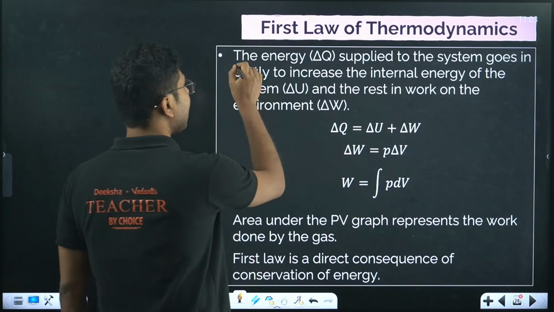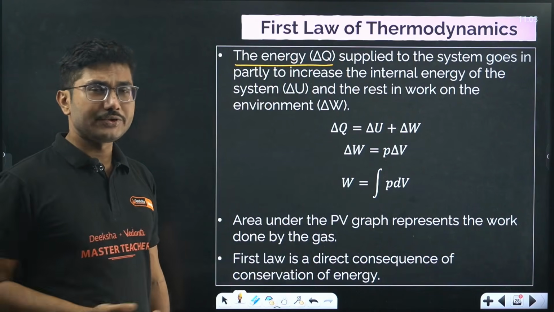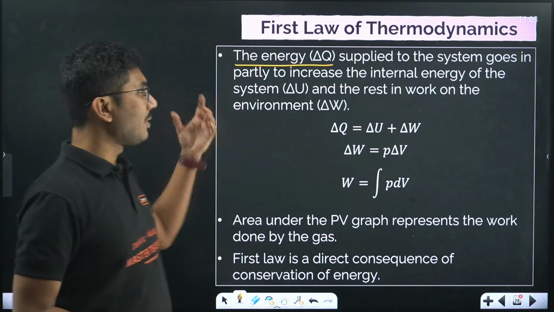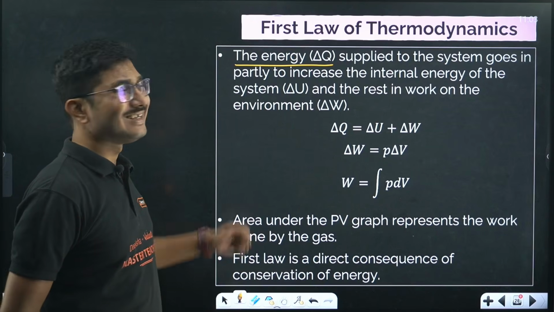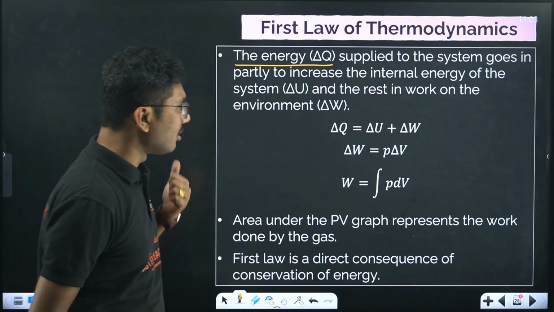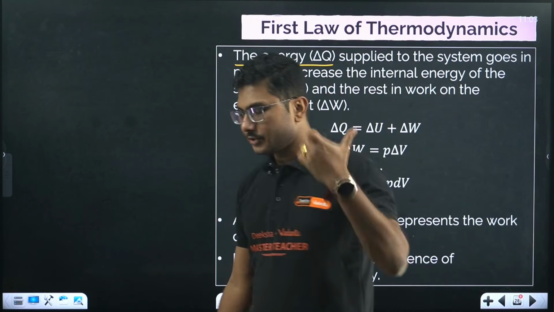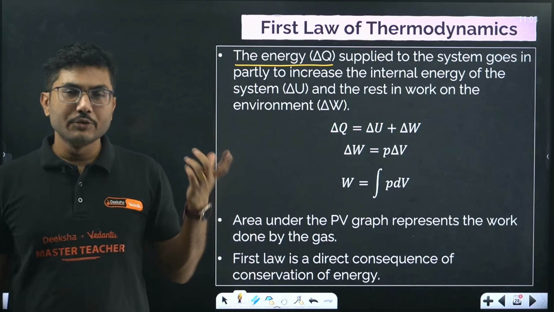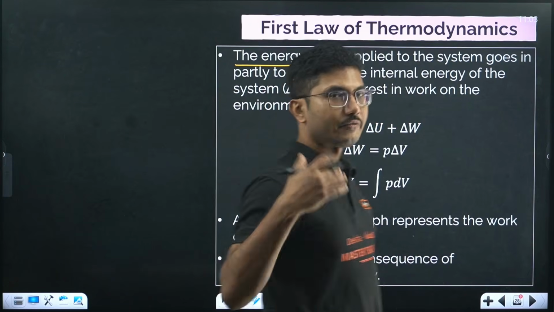The energy that you supply, or heat energy basically here, because we are talking about thermal physics, the heat energy that is supplied to the system goes partly to increase the internal energy of the system and the rest into work on the environment. So for example, suppose you give 10 joules of energy to a gas.